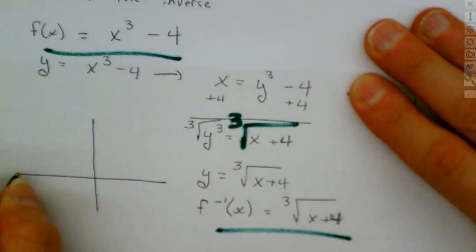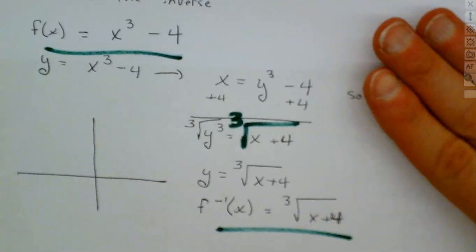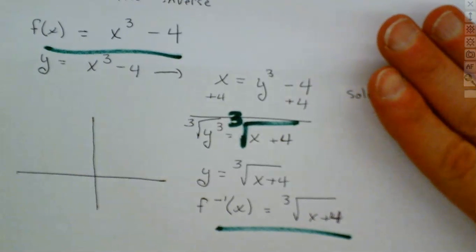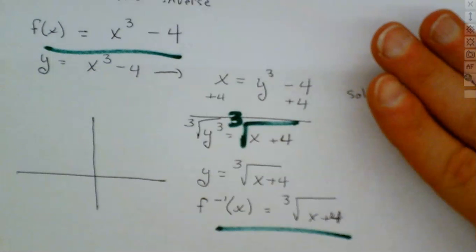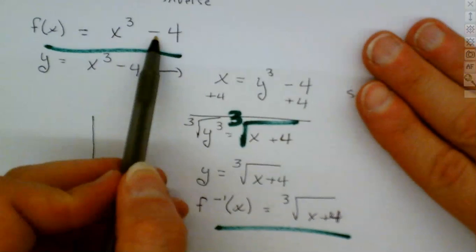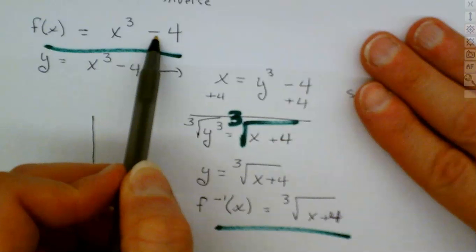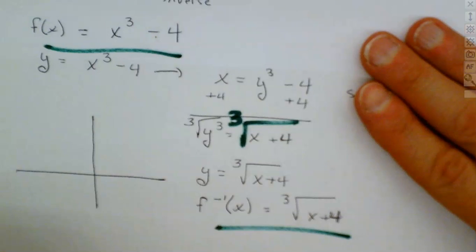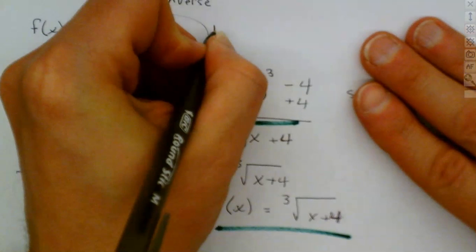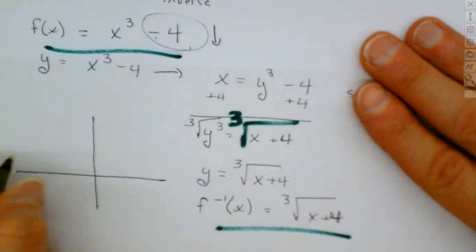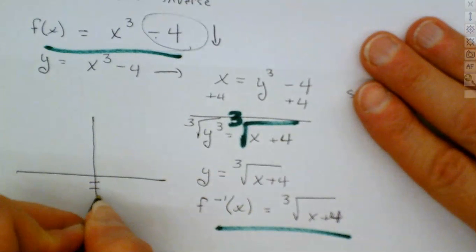I'll graph one of them in blue, one of them in green. So if I was going to graph this one here, my f of x, what would that minus 4 make the graph do? Not right 4. Remember, it's on the end, and it's negative. So that would force it what? Down 4. So that's 1, 2, 3, 4.